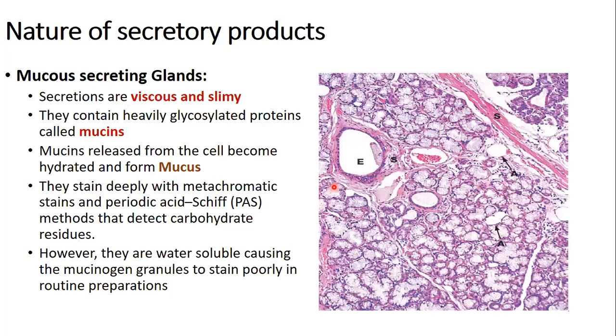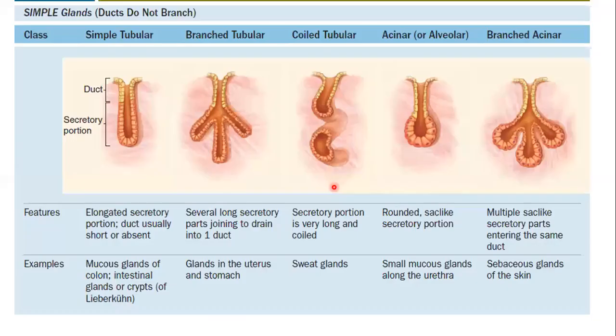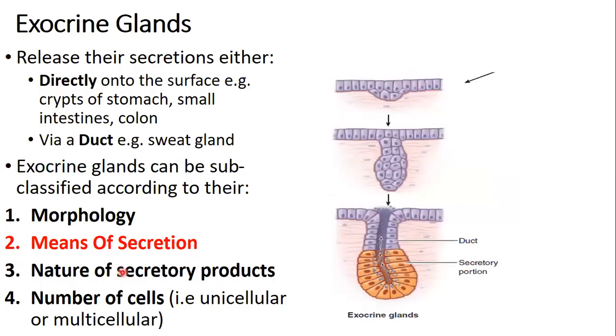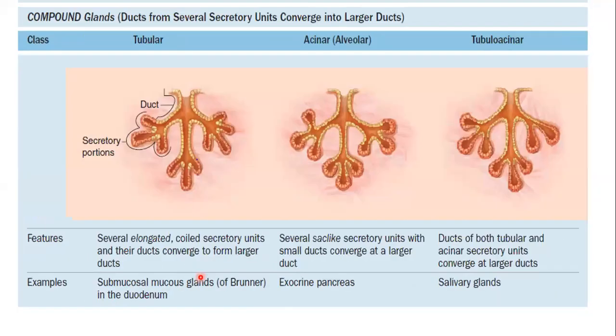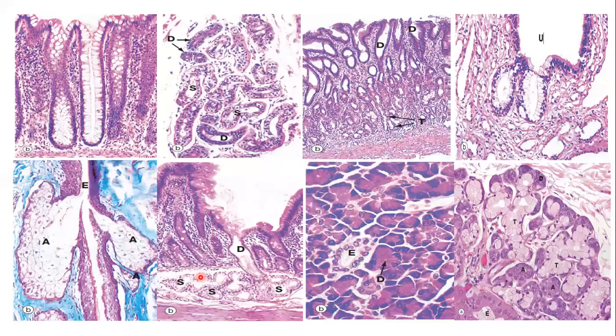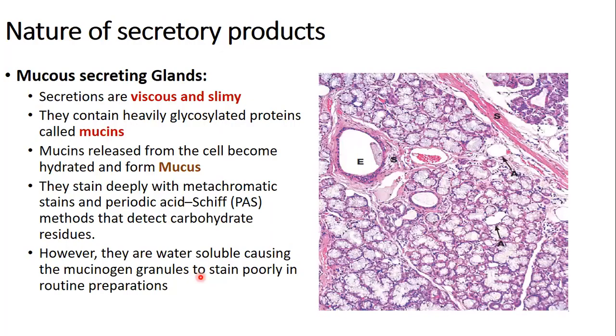Let's look at the third system of classification here, nature of product. With nature of product, we're looking at what is the chemical makeup of what the gland is producing. So we're not worried about the shape. We're not worried about what is happening to the cells. We just want to examine the chemical makeup of the product that this gland is producing. That being said, we have three types of glands here.